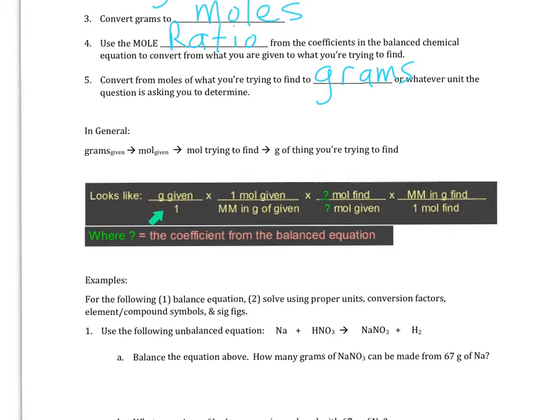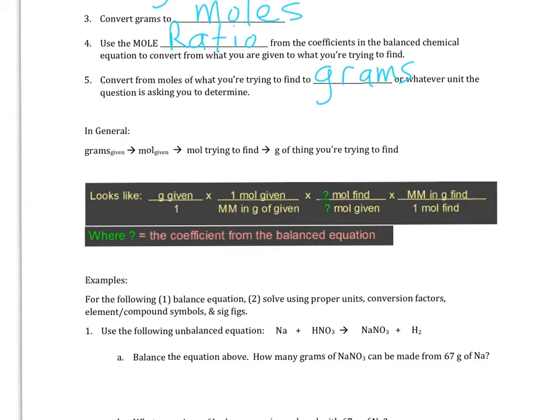So grams you're given over 1. These are the best railroad tracks I could come up with in the moment. And then you'll convert from grams to moles, and the mass comes from the periodic table down here. And this is the mole ratio from the balanced chemical equation. They should always be whole numbers. And then you'll convert from moles to grams of the thing you're trying to find. Again, that is from the periodic table.